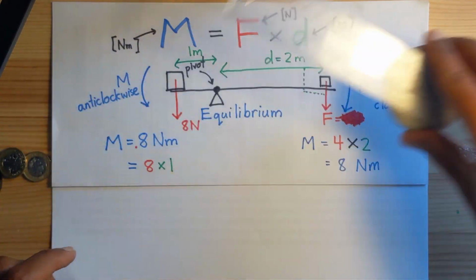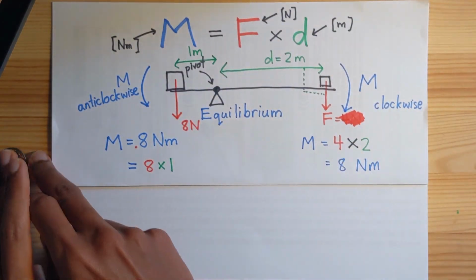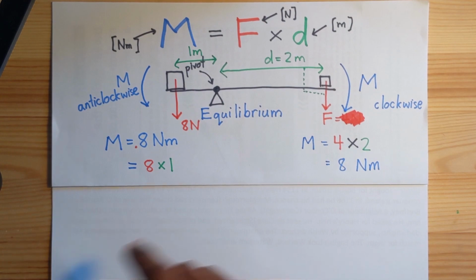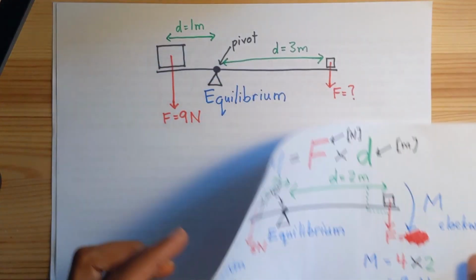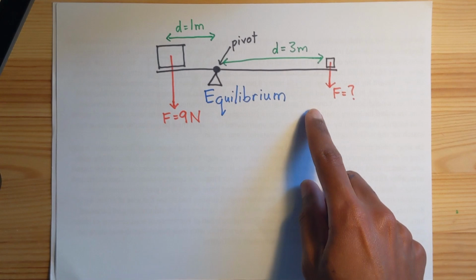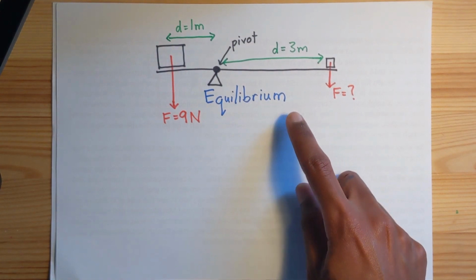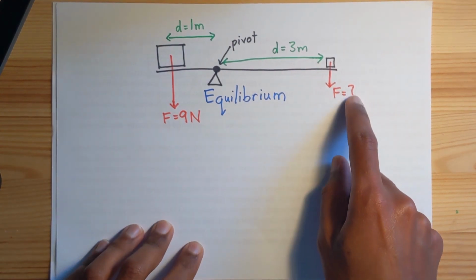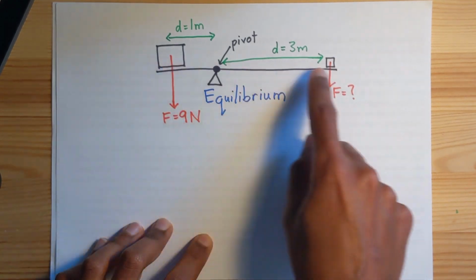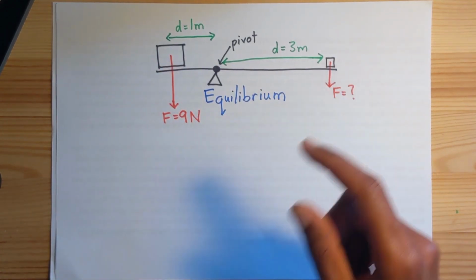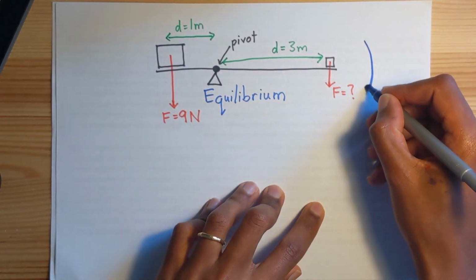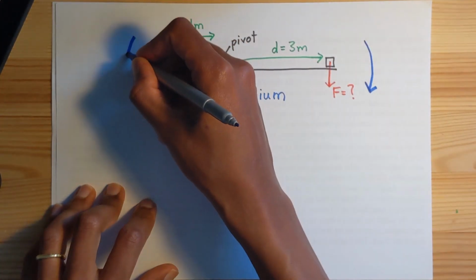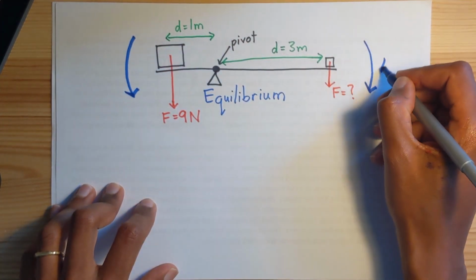Sometimes you might be asked to use the concept of equilibrium to solve a problem when you're not given one of these 4 values. So for instance, taking a look at this problem over here, we are looking at finding the missing value of F, knowing that this seesaw is in equilibrium, meaning that the clockwise moment on this side is equal to the anti-clockwise moment on the other.